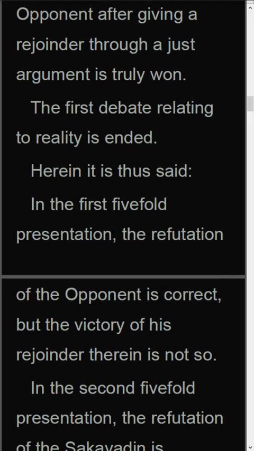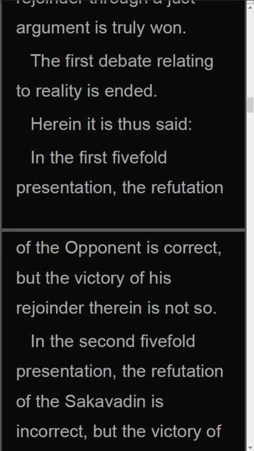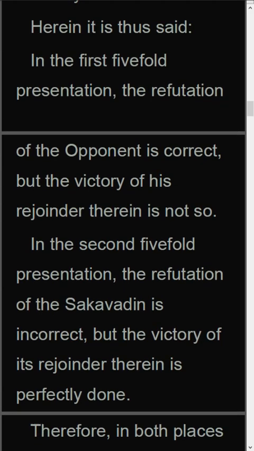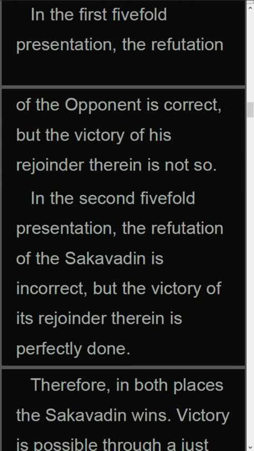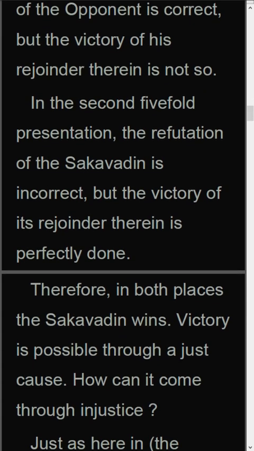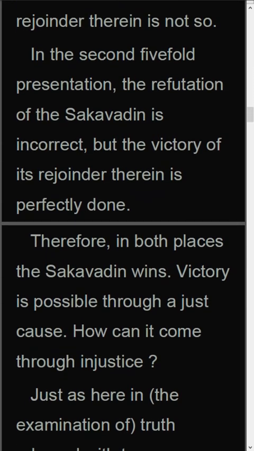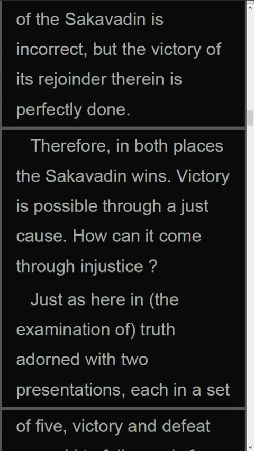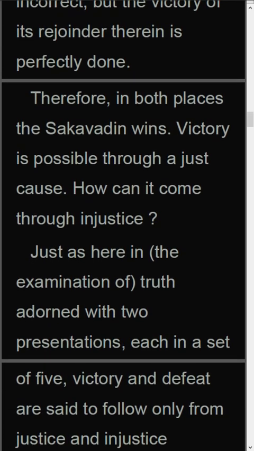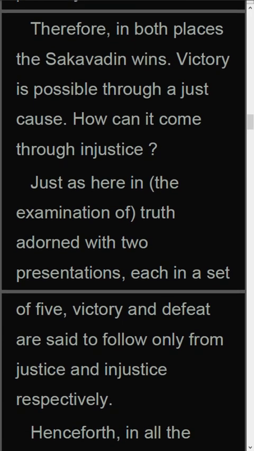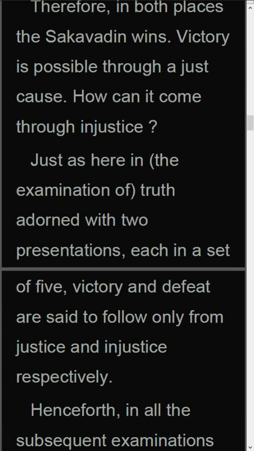Herein it is thus said. In the first fivefold presentation, the refutation of the opponent is correct, but the victory of his rejoinder therein is not so. In the second fivefold presentation, the refutation of the Sakavadin is incorrect, but the victory of its rejoinder therein is perfectly done. Therefore, in both places the Sakavadin wins. Victory is possible through a just cause. How can it come through injustice?